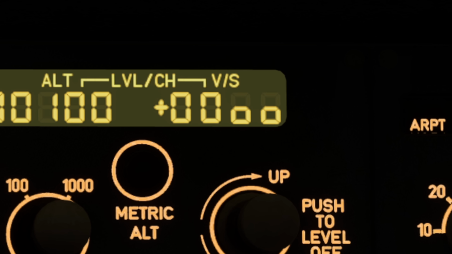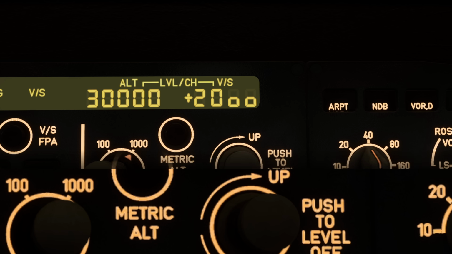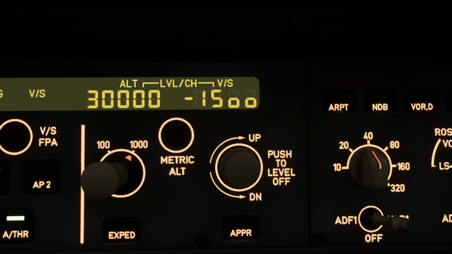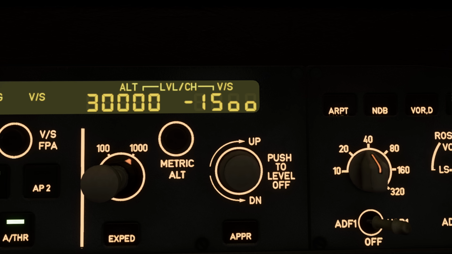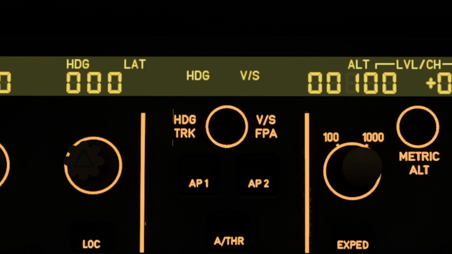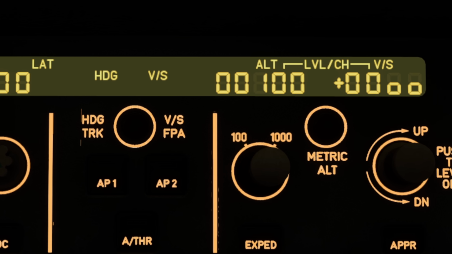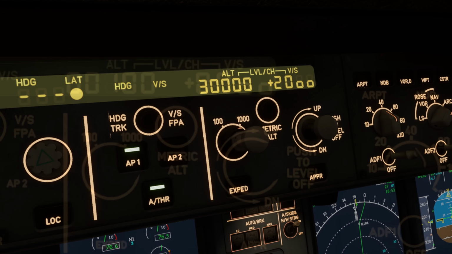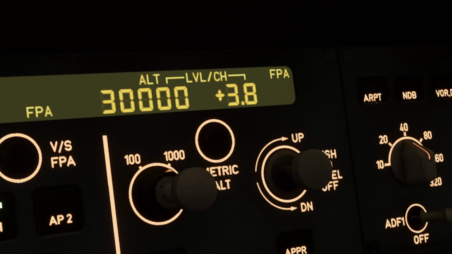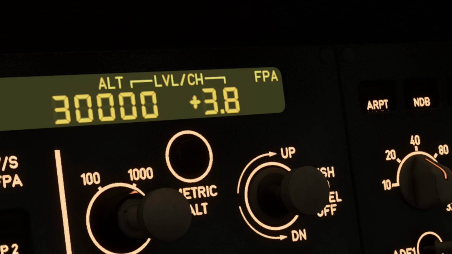So, for example, selecting a climb rate of 2,000 feet per minute would look like this, and a descent of 1,500 feet per minute would look like this. Now, if we take a gander over to the center of the FCU panel again, we can find a vertical speed to flight path angle toggle switch. You see, the display window for the vertical speed is actually shared with the flight path angle selection. The switch changes the mode from vertical speed to flight path angle.